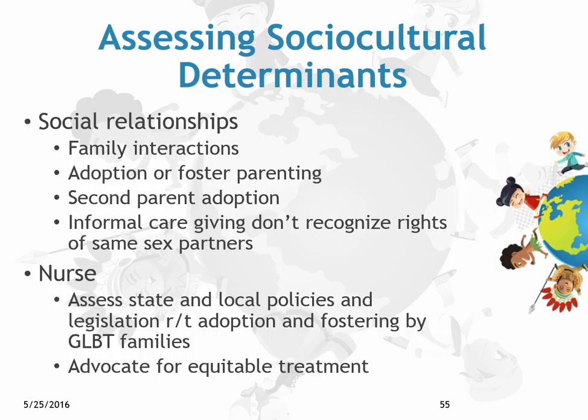Social relationships also have an impact when addressing the social determinants of health. Family interactions: is the family accepting or rejecting the person? Adoption or foster parenting poses more difficulty than for straight couples. There is second parent adoption. Is there informal care given? Some don't recognize any rights of the same-sex partners.